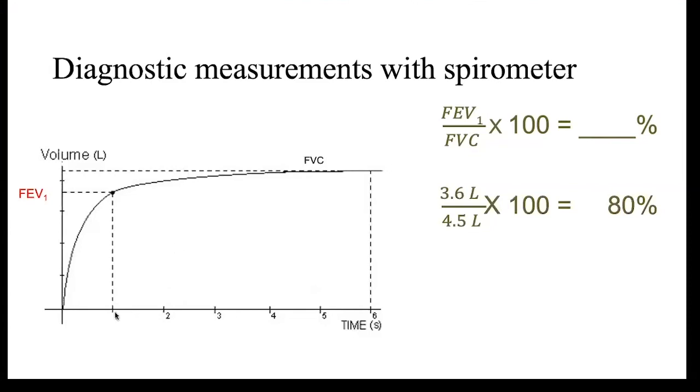The FEV1 will be around 3.6 liters. When I divide the 3.6 by 4.5, I will get 0.80. I will then multiply that times 100 to convert it into a percentage, and this is normal pulmonary function, which means healthy lungs will expire 80% of the FVC within the first second.